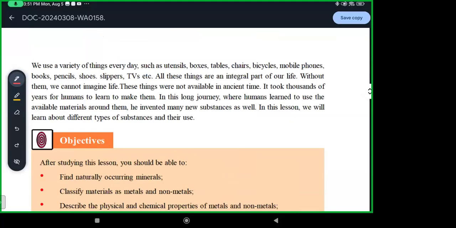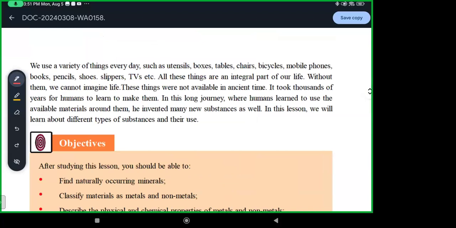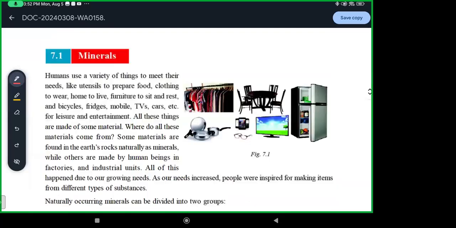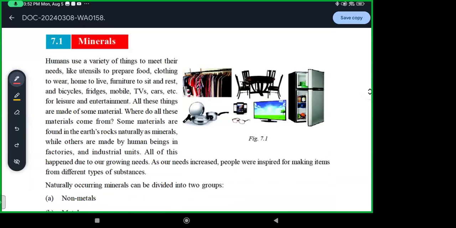In our daily lives, we use a lot of things. We use a variety of things such as utensils, chairs, bicycles, mobiles, etc. A lot of things in our daily lives and everything we use. Now these things are made up of different types of substances that we are going to study about. Different types of materials, different types of substances they are made up of.